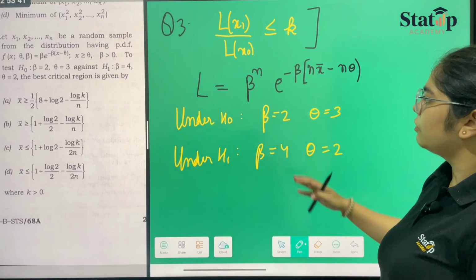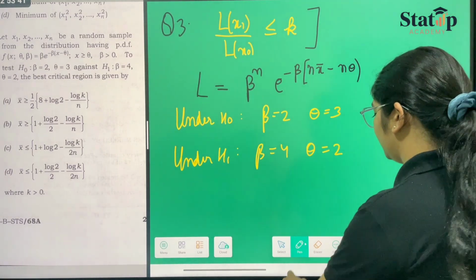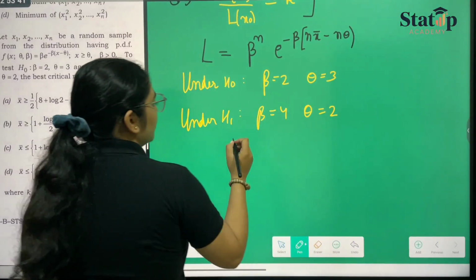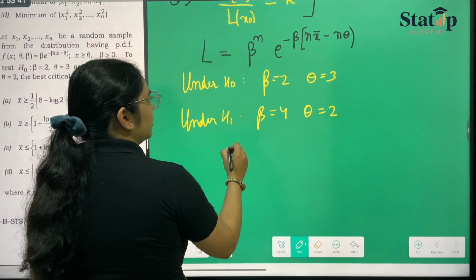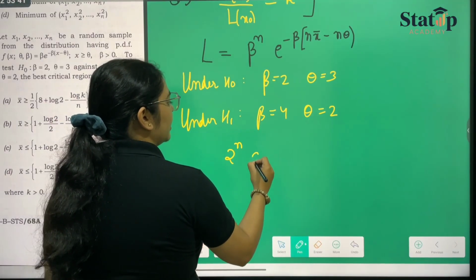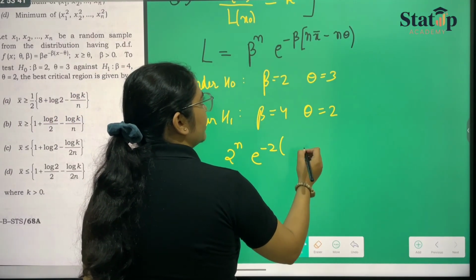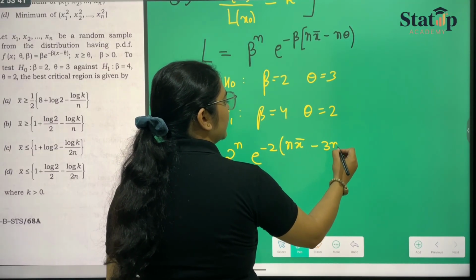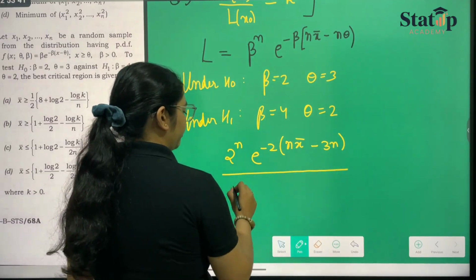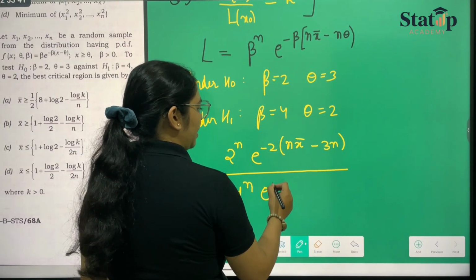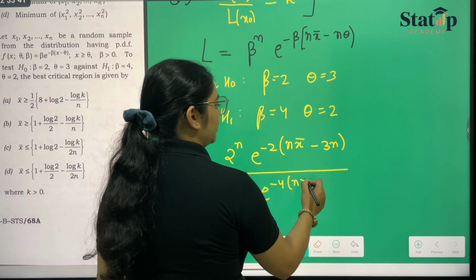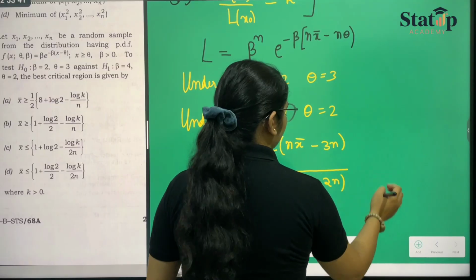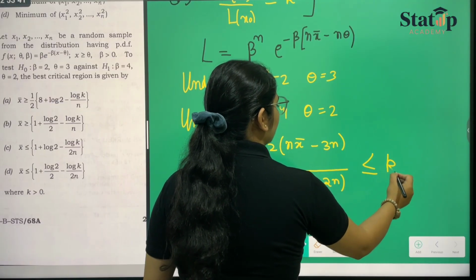To calculate this, we will be putting these two values in the numerator and the denominator of these L, and then we'll be getting it. So it will be beta, which is 2, raised to the power n, e raised to the power minus 2n x bar minus theta 3n, upon 4 raised to the power n, e raised to the power minus 4n x bar minus 2n, is less than or equal to k.